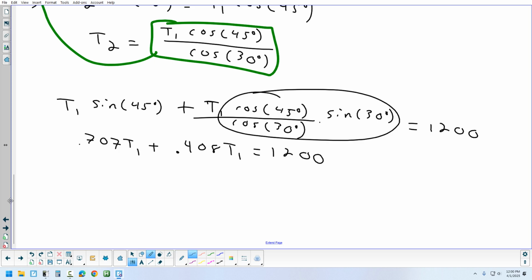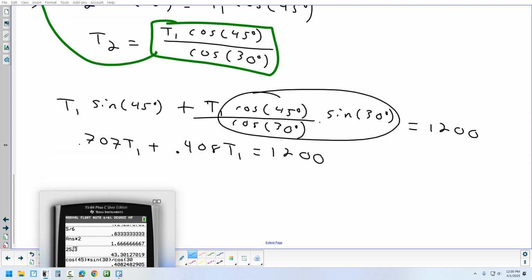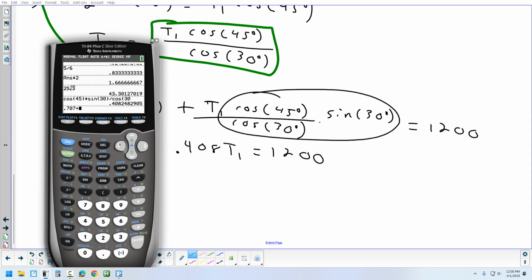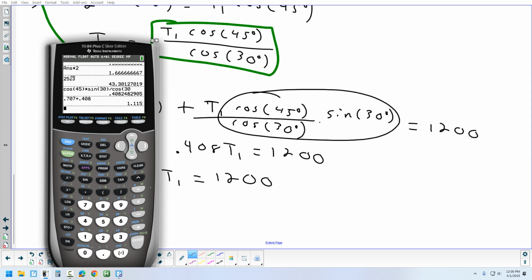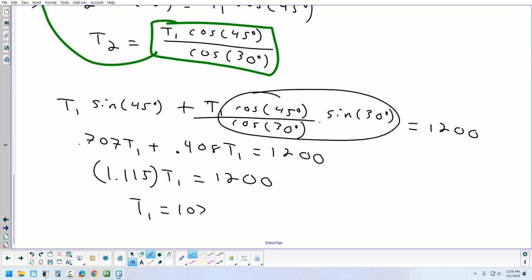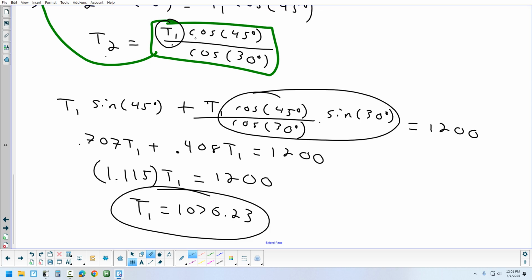Yeah. Combine my terms. Okay, so we've got 0.707 and 0.408. 1.115. And my last step to get T1 alone would be divide by 1.115. So 1200 divided by 1.115 is 1076.23. That is the tension in cable 1. Once you know the tension in cable 1, well, tension in cable 2 is easy. Just fill in the number you just got for tension in cable 1 and do that up.